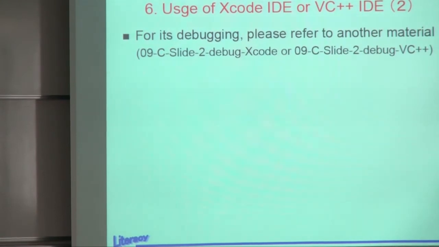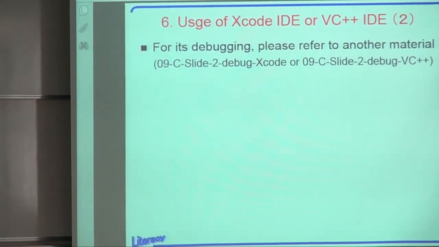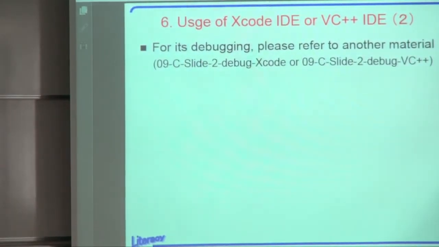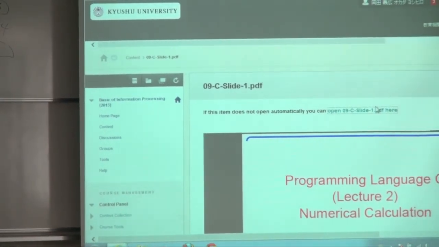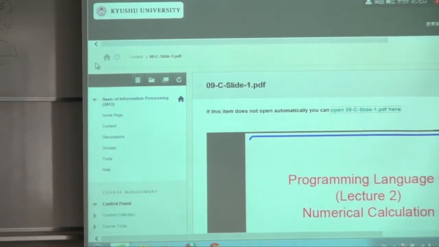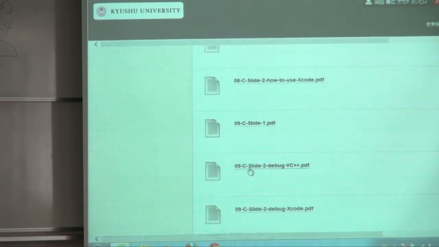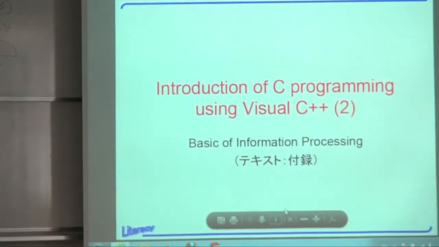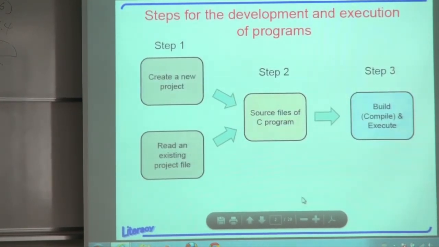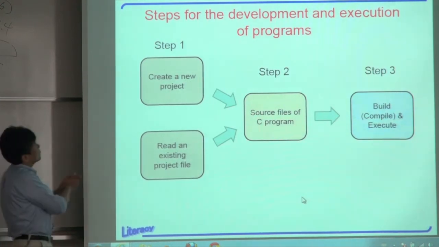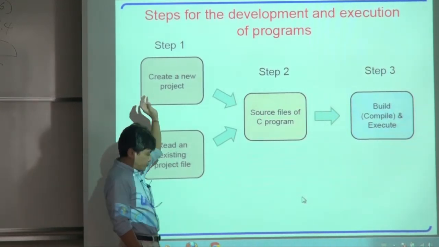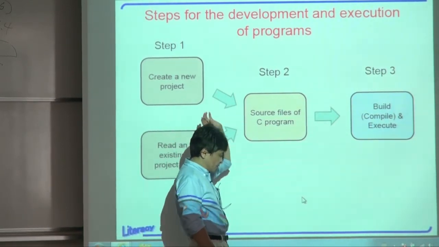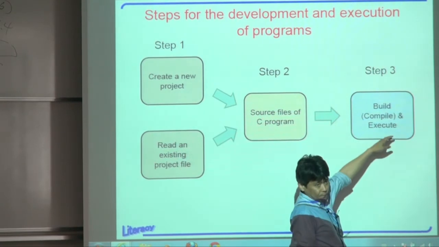And this is an explanation of today's content. And so finally, I introduced briefly how to use the debugger. Just a moment. So as I explained in the last lectures, first of all, you have to create a source program. And using C program compilers, you have to convert the source program into the execution program. Okay?